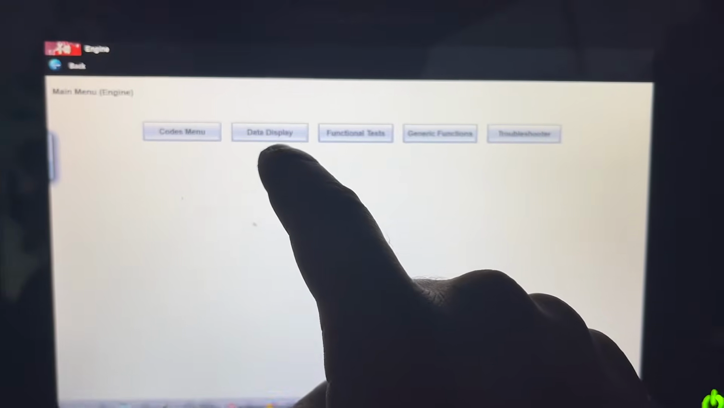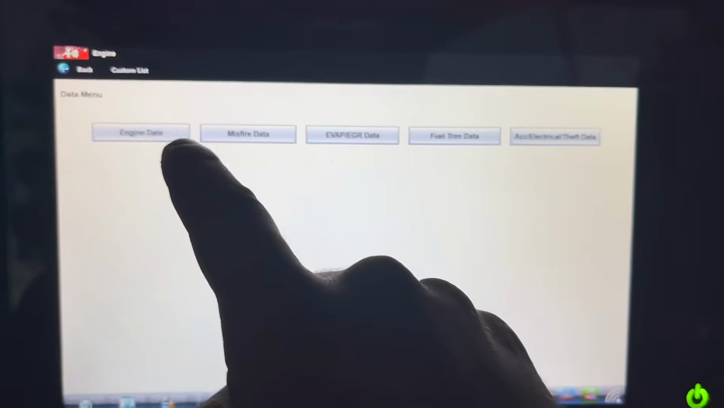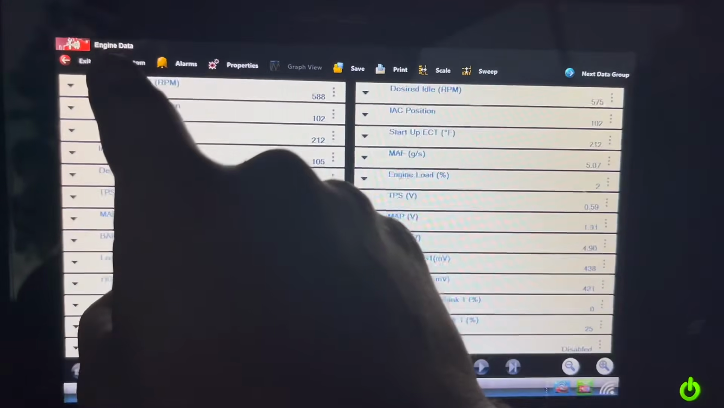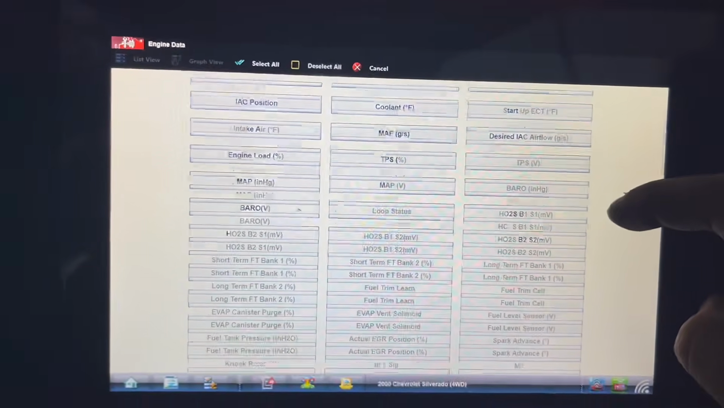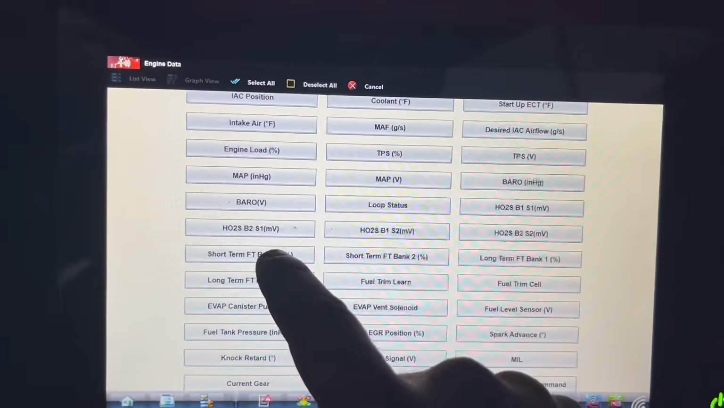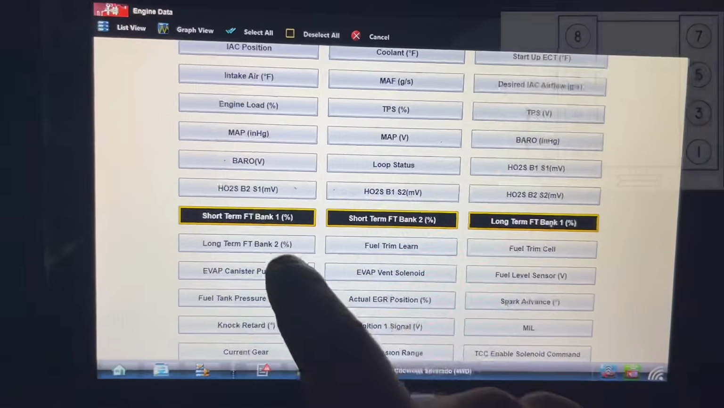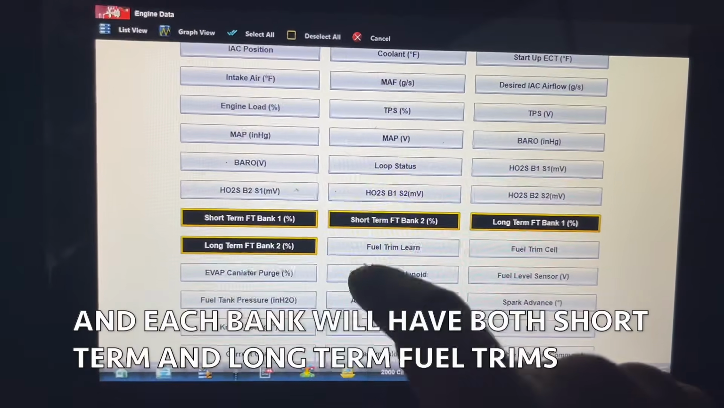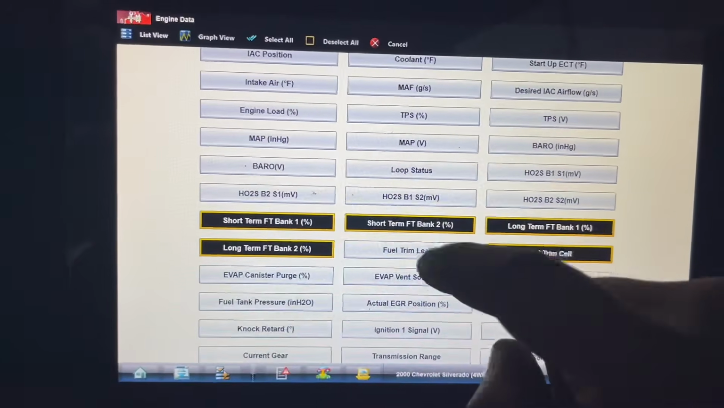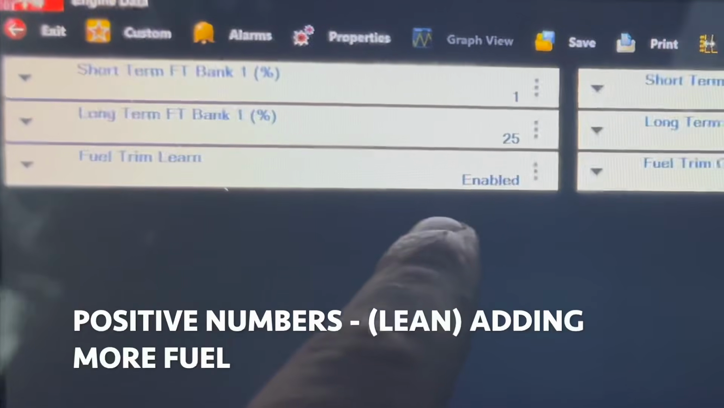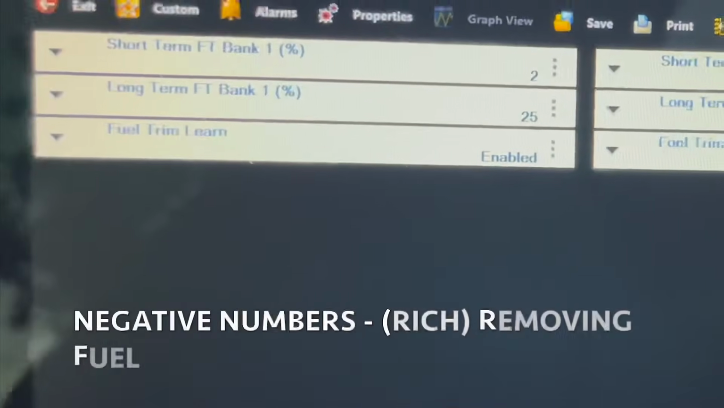All right, we want to start off with data display. Let's go to engine data right here. We have all these PIDs, but right now I just want to look at the actual fuel trims. So we can go to short-term bank 1, short-term bank 2, long-term bank 1, long-term bank 2. Right now the fuel trim learn is not on, so we're going to wait until it enables. There you go.